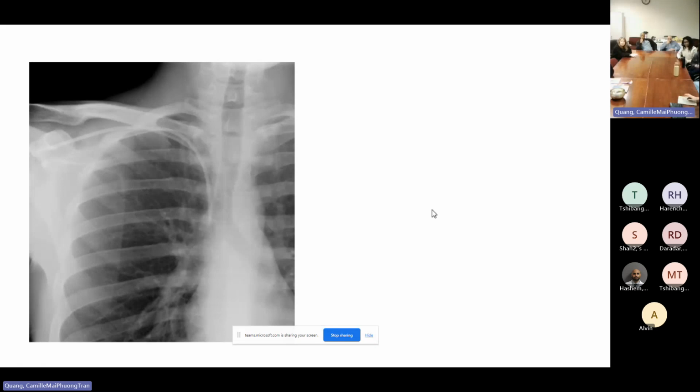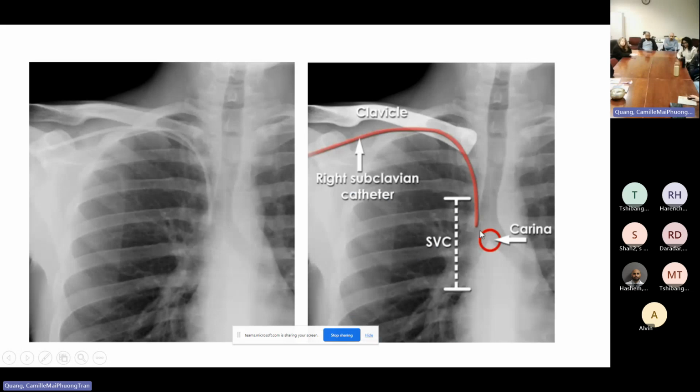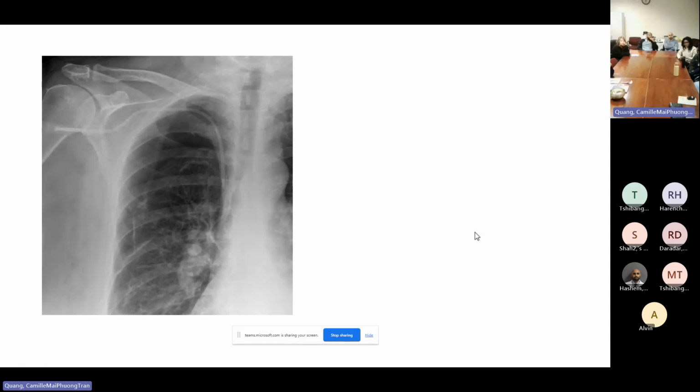All right. So here you can see the lines going in. It's making this nice curve. Here's the carina. And if you can imagine, you can't really see the SVC on the x-ray, but if you imagine it's right here, here's the carina. What I was reading was that 1 centimeter above the carina is a good indicator that it's about 1 centimeter away from the SVC going into the atrium. So you want about 1 centimeter above. So you put in a central line and you see this. What do you see?